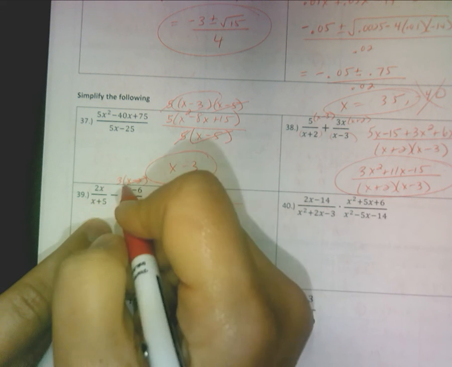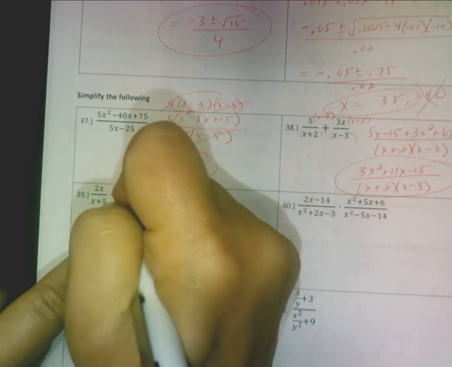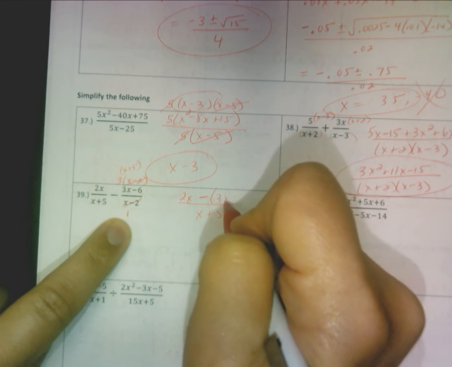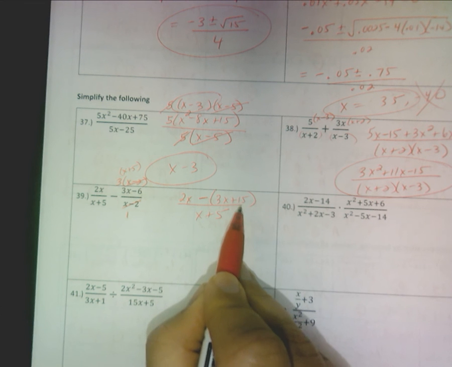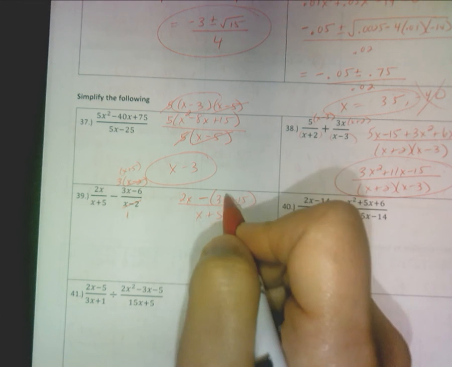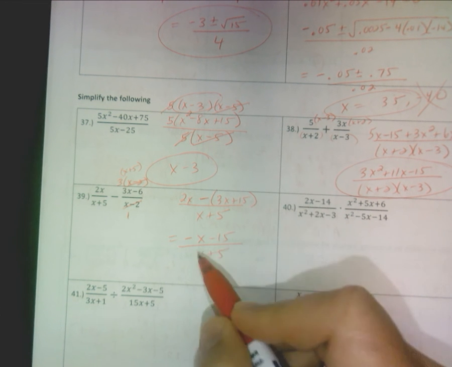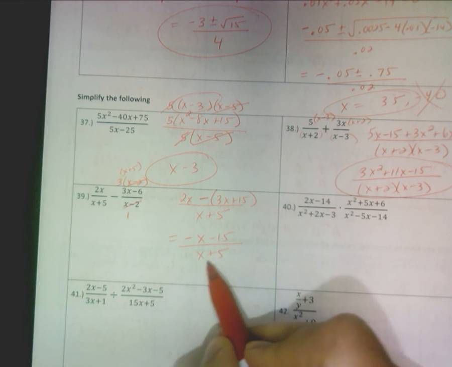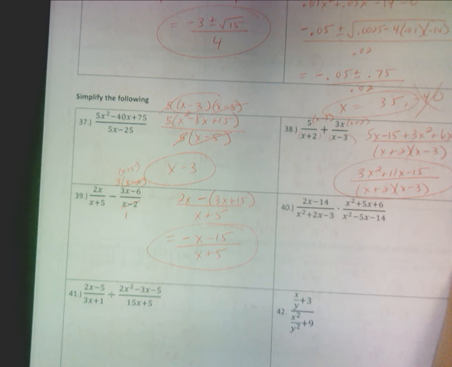But the 3, remember this is like 3 over 1. In order to make it have a denominator of x plus 5, I need to multiply it by x plus 5. So that top would be 3x plus 15. Noticing I'm putting it in a parenthesis because I have to distribute that negative through. So if I distribute that negative and simplify, I would get negative x minus 15 over x plus 5. No, you cannot cancel these x's. This is a binomial. This is a binomial. You cannot cancel unless you have the same binomial top and bottom.